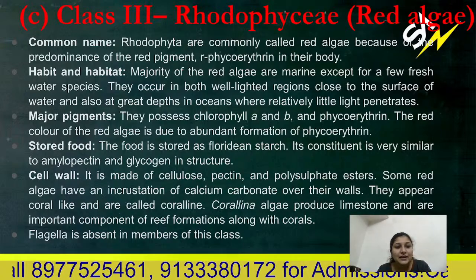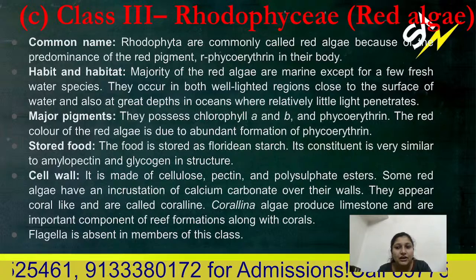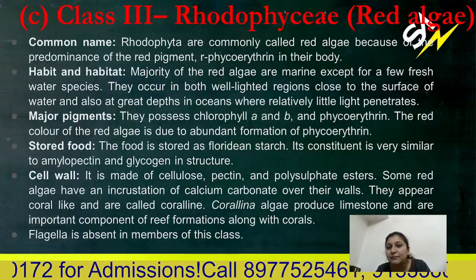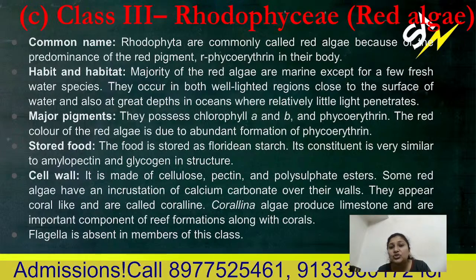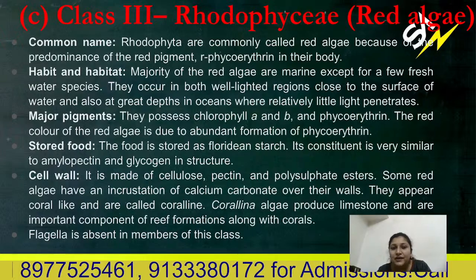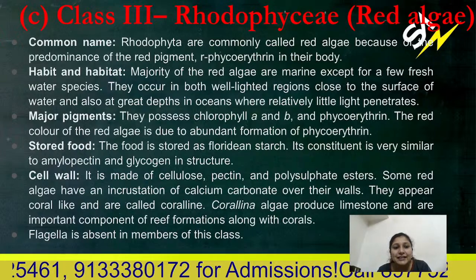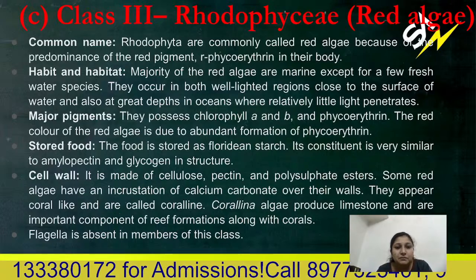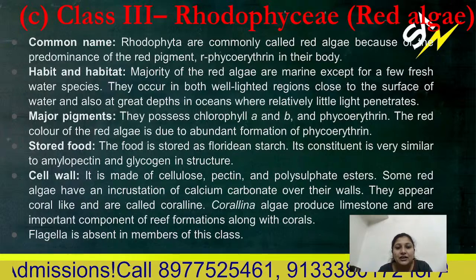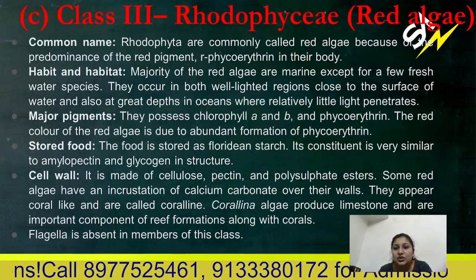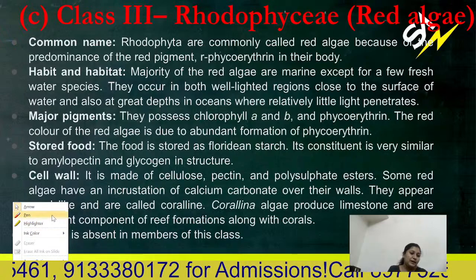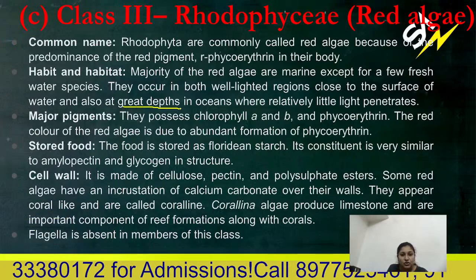Red algae, the common name for Rhodophyta, are called red algae because of the predominant pigment here, R-phycoerythrin. You can correlate it with the erythrocyte: the term erythros is related to red color. So remember that erythrin or phycoerythrin is related to red color. Habitat: the majority of red algae are marine, except for a few freshwater species. They occur both in well-lit regions close to the surface of the water and at great depth, where light cannot penetrate.